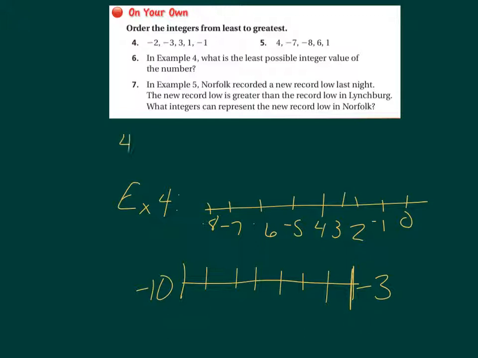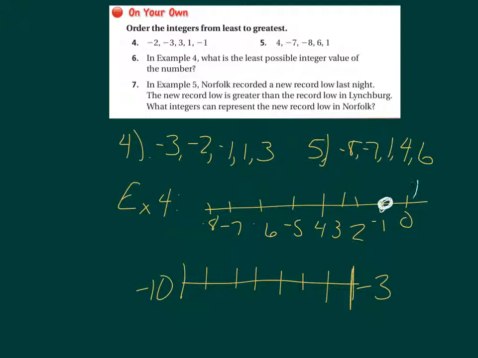Number 4, we order them from least to greatest. We get -3, -2, -1, 1, and 3. Number 5, we have -8, -7, 1, 4, and 6. Example number 4, it says, what is the least possible integer value? Well, if the greatest was -1, and that's where we stopped, was at 0, where we stop on the bottom end is -8, so the least possible value would be -7. So -7 would be your answer for number 6.